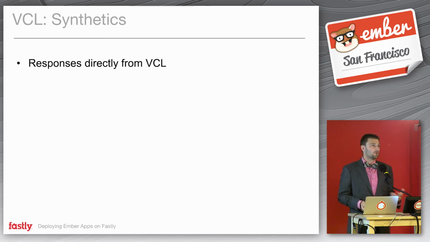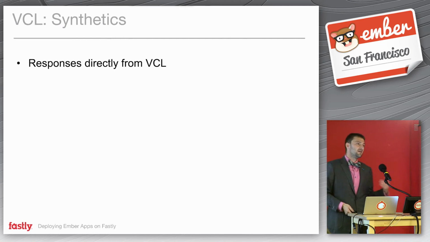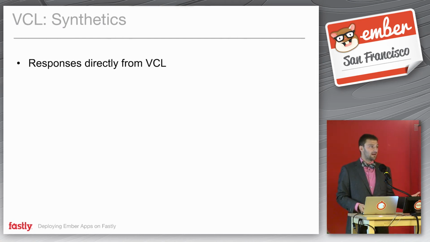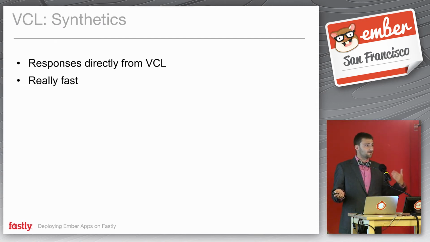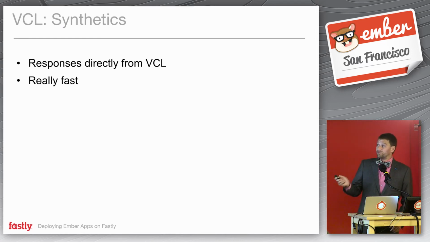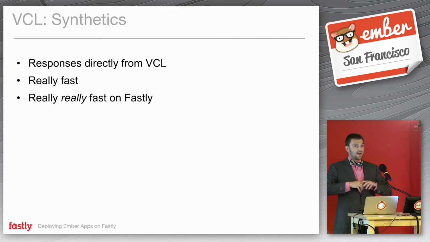Now, most people do this for error pages, right? So if no content comes back from the server, or if the server's down, then you can serve a 503 page from Varnish. And it will serve really fast because it's in memory. It doesn't have to look to an origin. It doesn't even have to check the cache. It just serves it right out of memory. It's really, really fast if you're on Fastly because we have Varnish all the way out at the edge. So you're talking about 10 milliseconds or something, or 20 milliseconds to the edge and back.